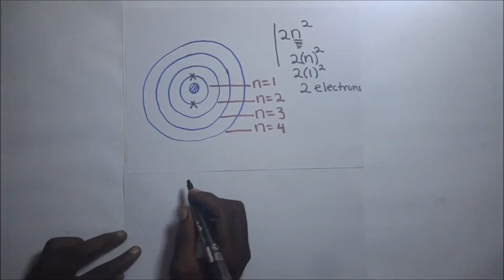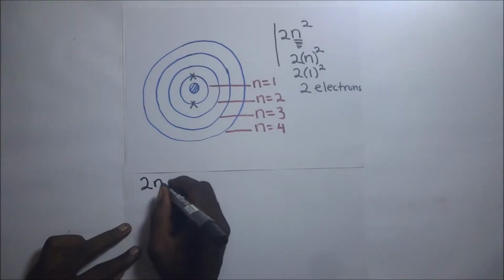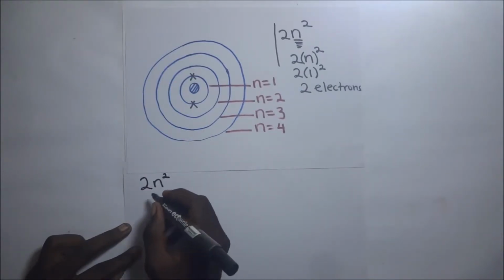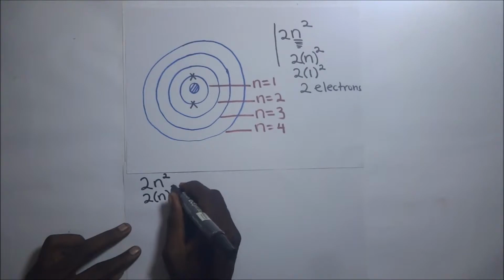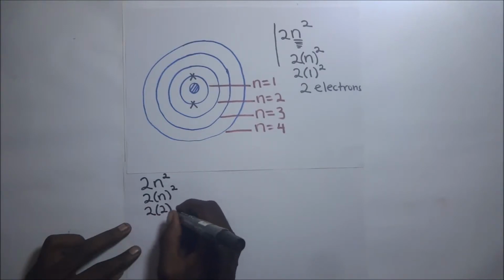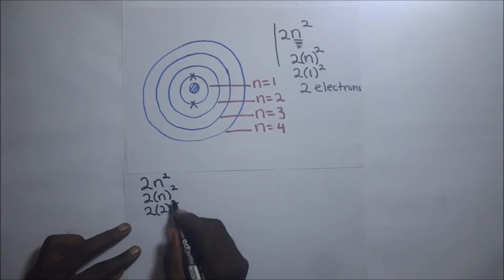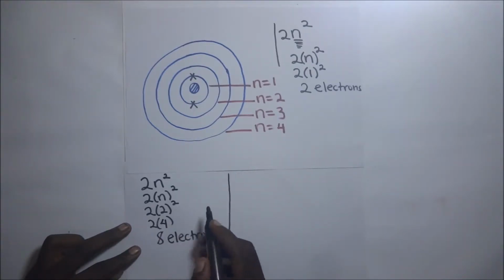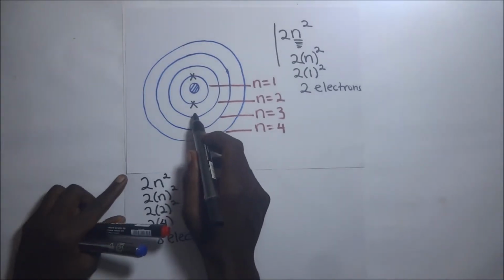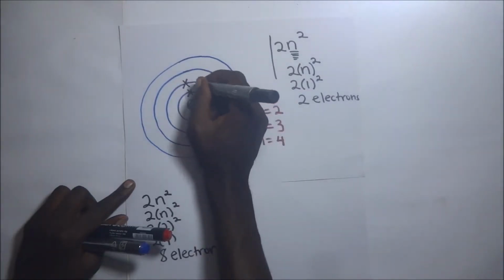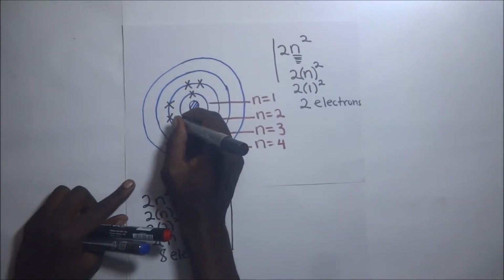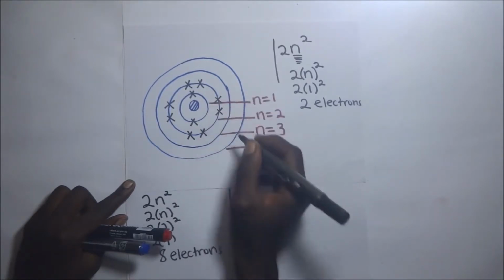What about the next shell, the second shell? Again, it's the same formula, 2n squared. The principal quantum number of the second shell is 2, so we substitute n with 2. 2 squared is 4, then times 2, we come up with 8 electrons. So the maximum number of electrons that can be carried by the second energy level is 8 electrons. 1, 2, 3, 4, 5, 6, 7, 8.